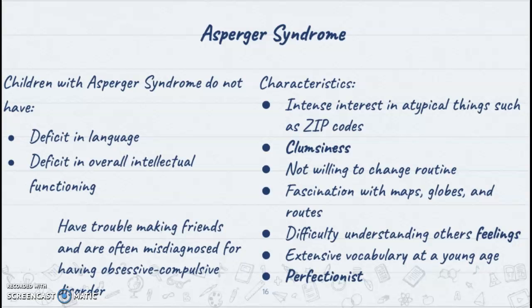also known as OCD. Some of the symptoms of Asperger's syndrome are intense interest in atypical things such as zip codes or phone numbers, clumsiness, not willing to change routine, fascination with globes and routes, for example, the route that they may take to school that morning, difficulty understanding others' feelings, extensive vocabulary at a young age, and they are often seen as perfectionists.